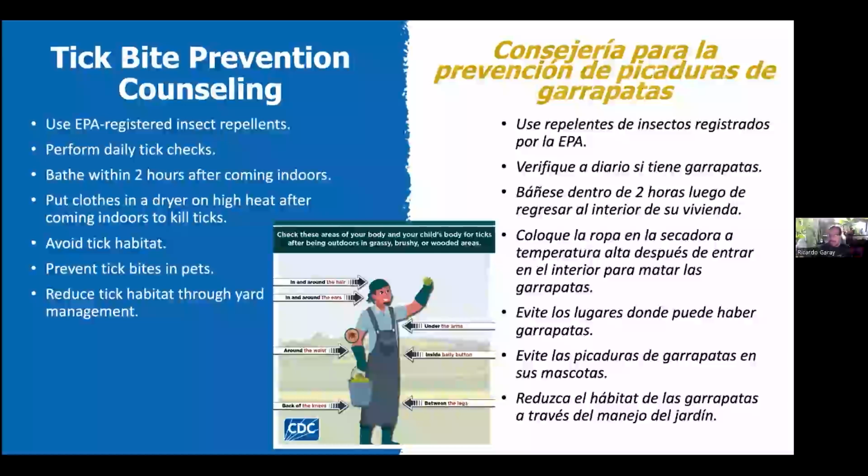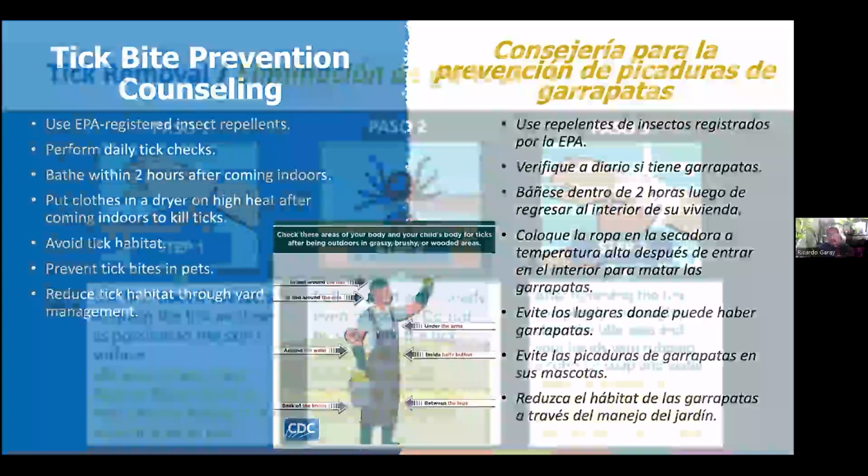They need to bathe within 2 hours after coming indoors to assure that we haven't introduced these ticks to our living area. Also, if we have access to a dryer, it is very important to put the clothes in the dryer on high heat after coming indoors to kill these ticks through high temperature. It is important, if possible, to avoid tick habitat or areas where these ticks are predominant, to prevent tick bites in pets, because pets are a big source of transmission, they carry these ticks, and to reduce tick habitat through yard management.